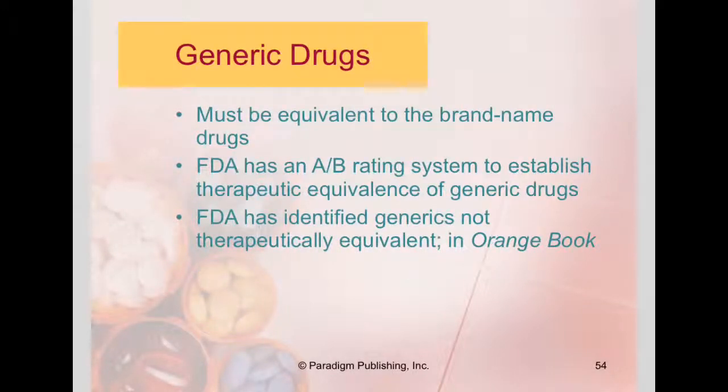Like I said, it must be equivalent to the brand name drugs, and they have to be able to prove that. They just don't have to go through the clinical trials and the testing. The FDA has an A/B rating system to establish the therapeutic equivalence for generic drugs. The FDA has identified generics not therapeutically equivalent, and those are located in the Orange Book.